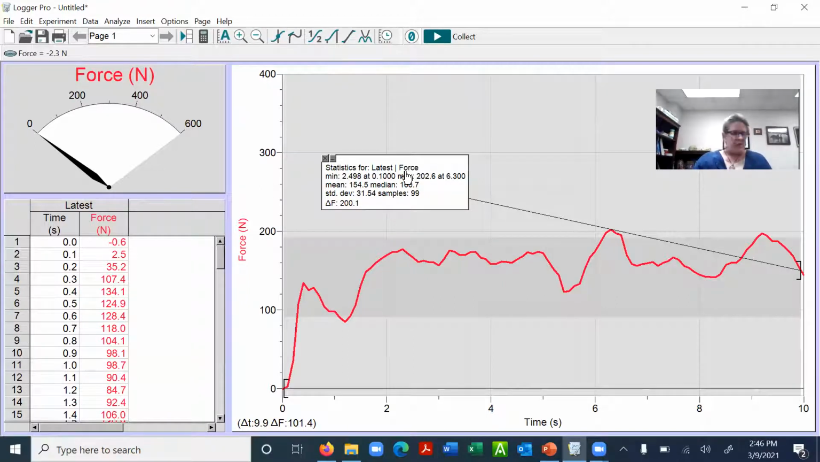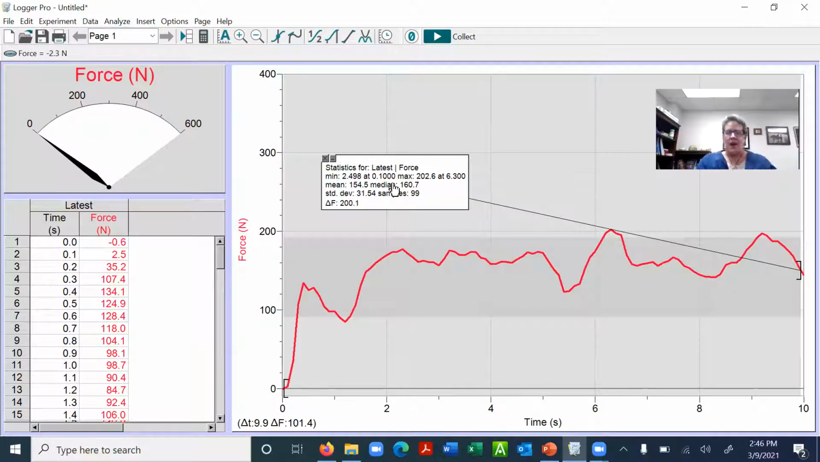So that's one experiment. Now that information has been written down. Let's write it down here: 154.5 for right and then the left.